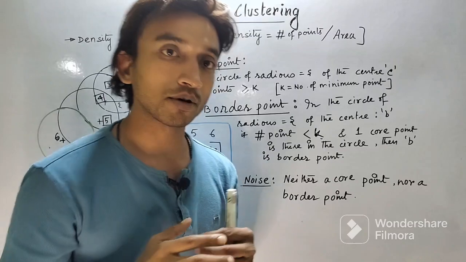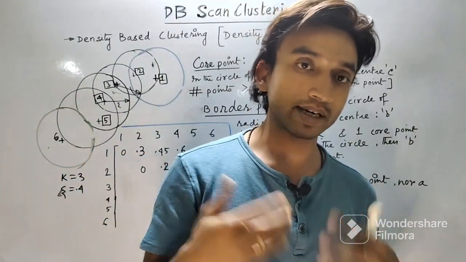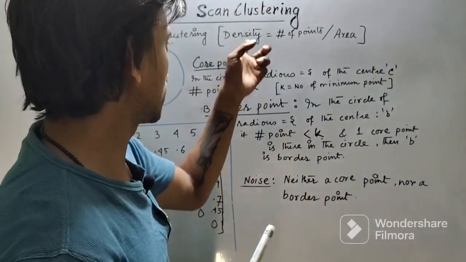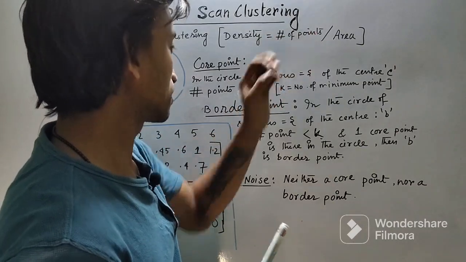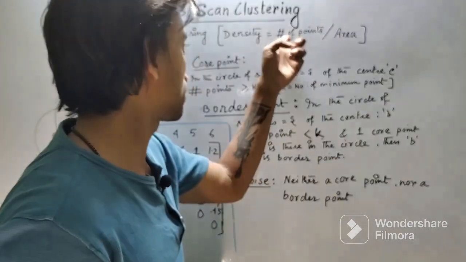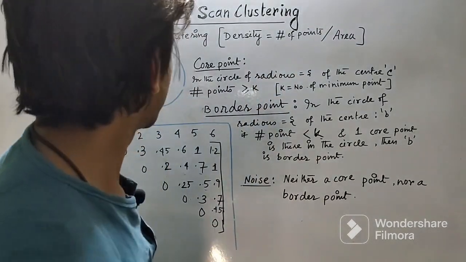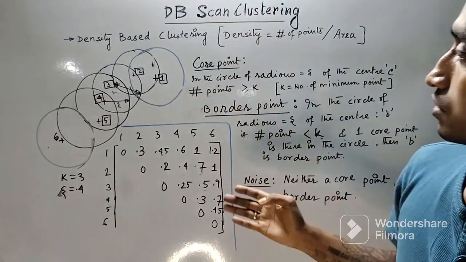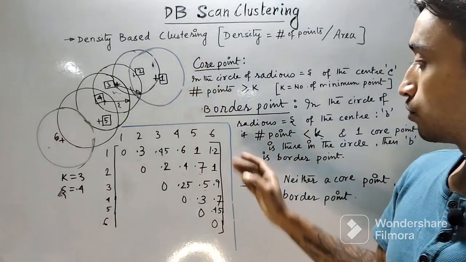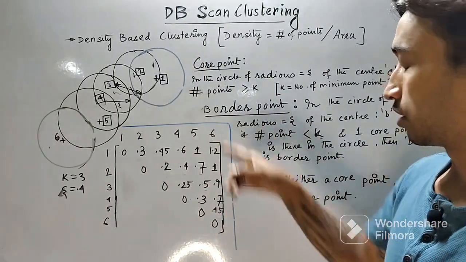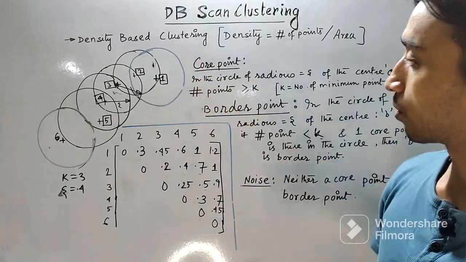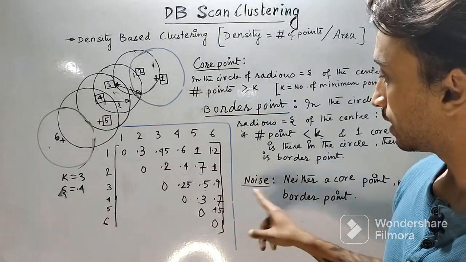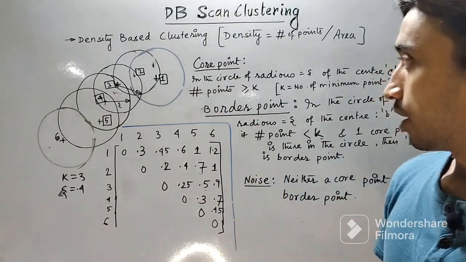So in physics, you have already learned about mass divided by volume, and the basic intuition behind this is pretty much the same over here, that is number of points divided by area. In order to understand DBSCAN clustering, we just have to know three terminologies. The first one is the core point, the second one is the border point, and the third one is noise.